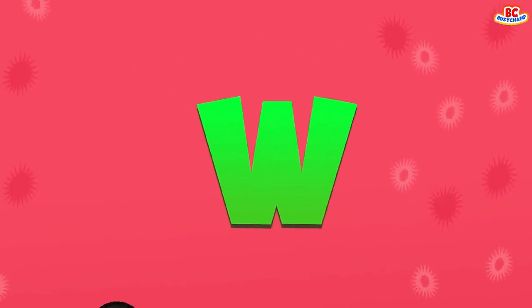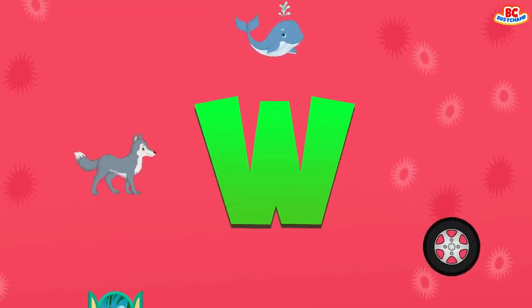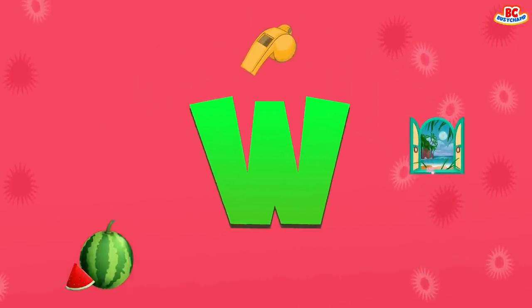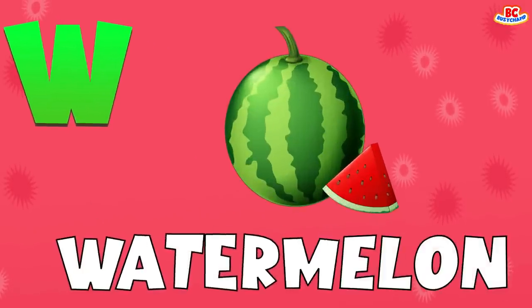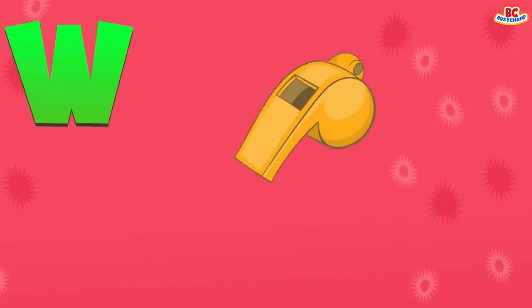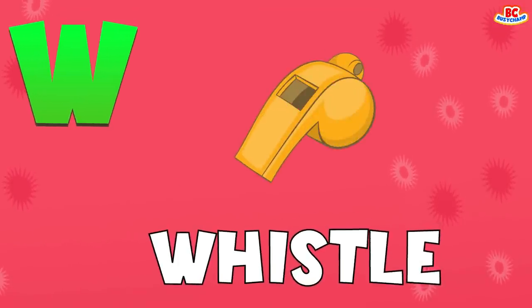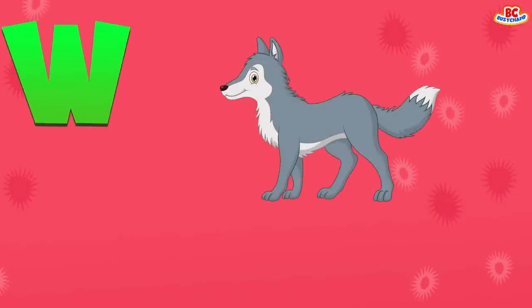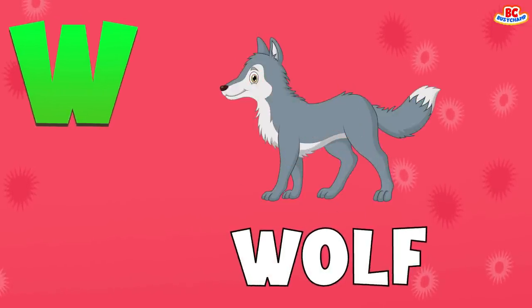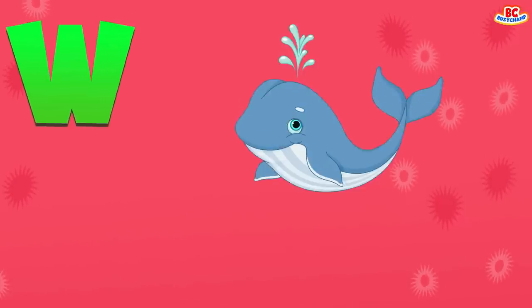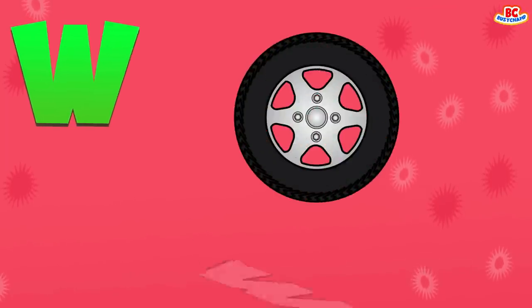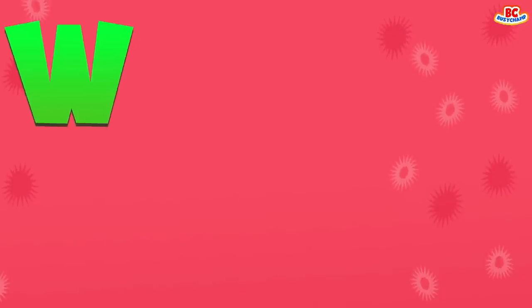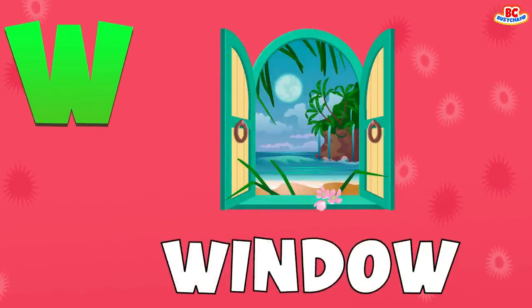W. W is for watermelon. Watermelon. W is for whistle. Whistle. W is for wolf. Wolf. W is for whale. Whale. W is for wheel. Wheel. W is for window. Window.